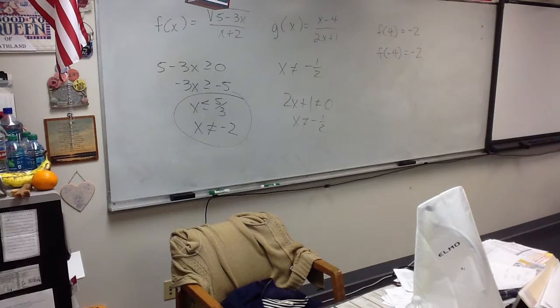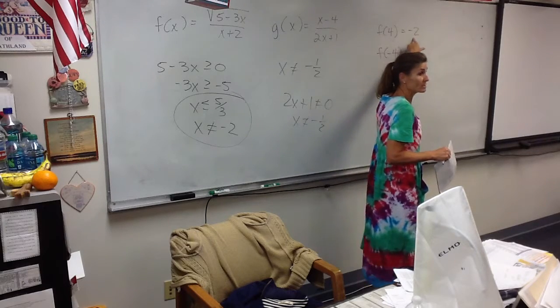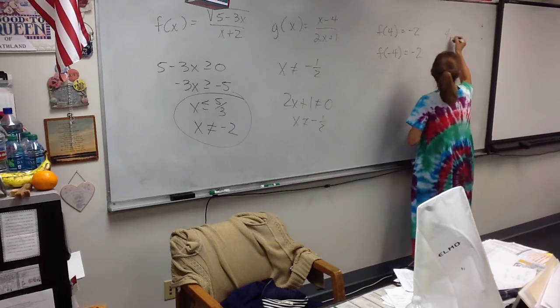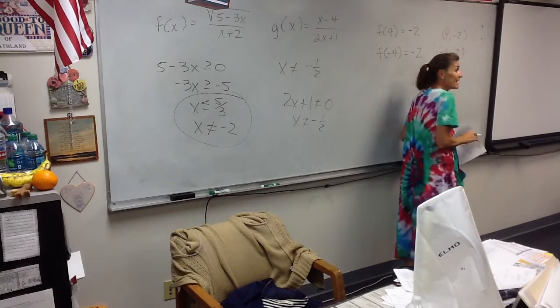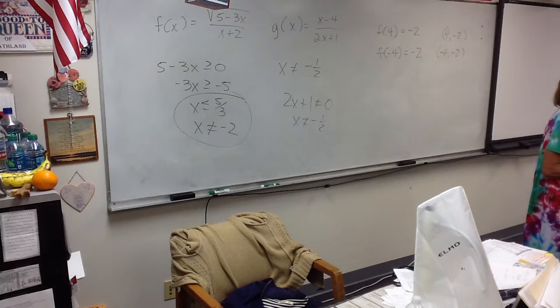Okay, let's back up. What's the test for symmetry to be odd? Or how do you know you're odd? You change the sign on both X and Y, right? When I look at this ordered pair, what ordered pair would this be? 4, -2. What ordered pair would this be? Did I change the sign on X and Y? Okay, so we're not talking about odd.